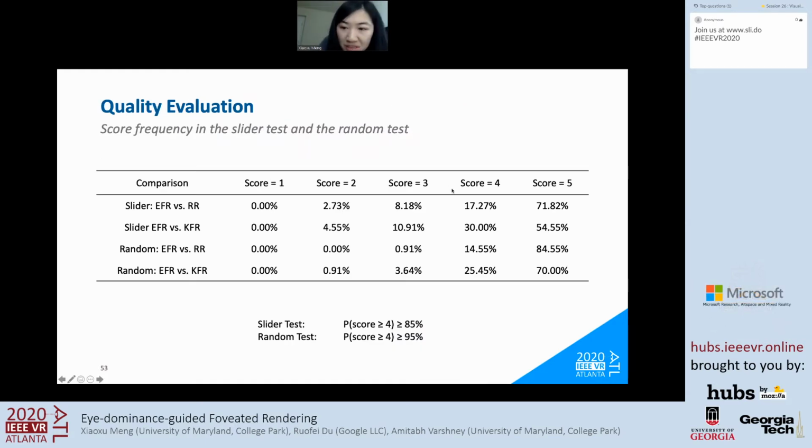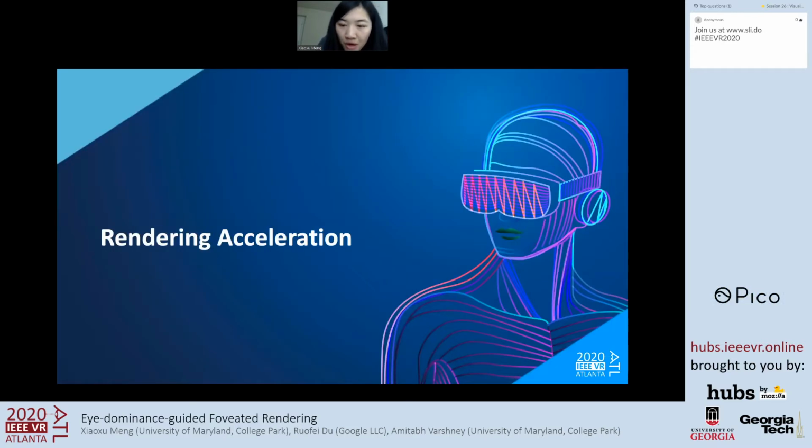We calculated the percentage of each score in the quality evaluation. We can notice that in the slider test, more than 85% of the users gave a score of 4 or 5, and in the random test, more than 95% of the users gave a score of 4 or 5. So our quality is acceptable.